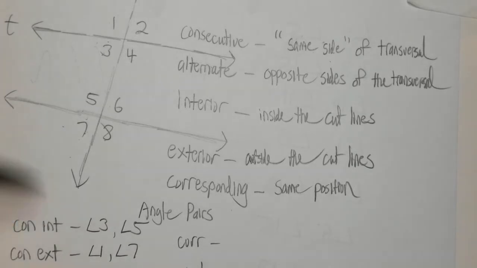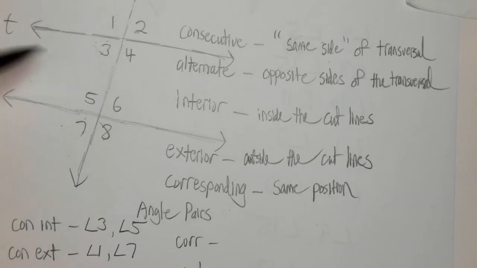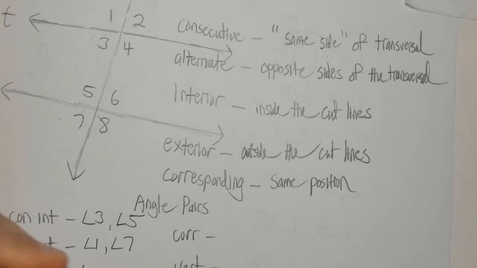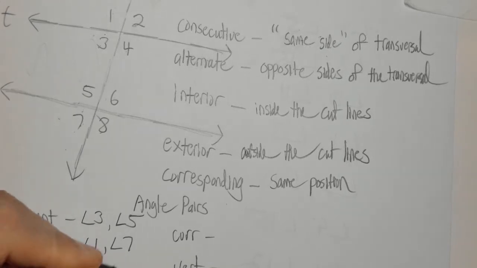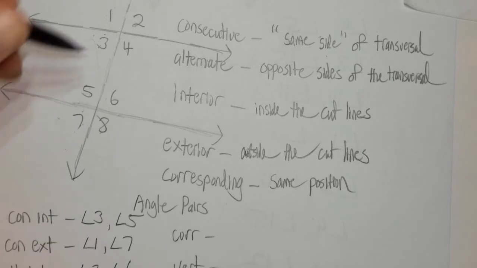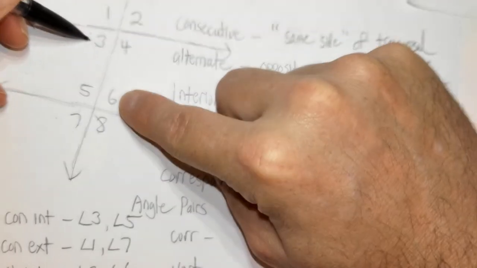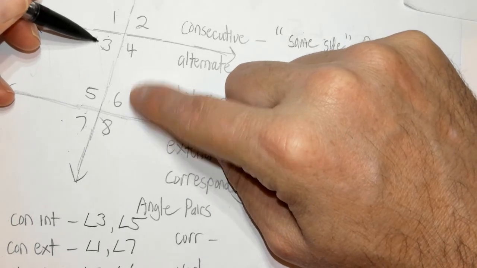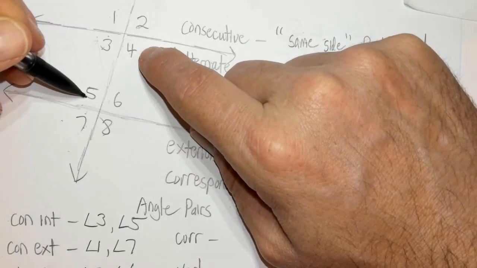Alternate interior, so they're on opposite sides of the transversal but inside of the cut lines. For example, angle 3 and angle 6. They're on opposite sides of the transversal but they're inside of the cut lines. Another pair of alternate interior angles would be 4 and 5.